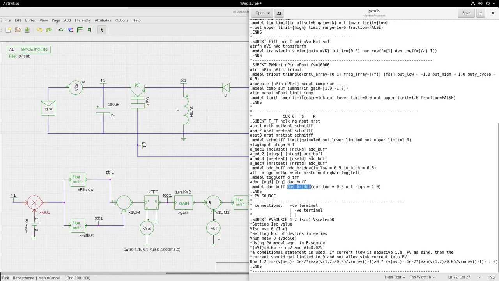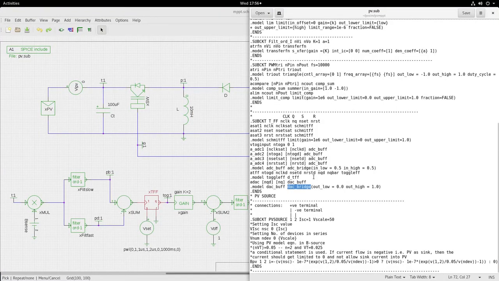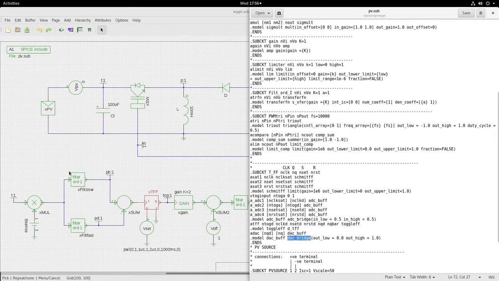Okay, so you have the toggle flip-flop, and we can also have a look at the filter. You see this filter 1, 2 and 3 filters are here. I have a first order filter. It's very simple in implementation. Subcircuit first order, filter order 1, input node, output node, gain of 1 and a time constant, default 1. So this is the model of the filter.